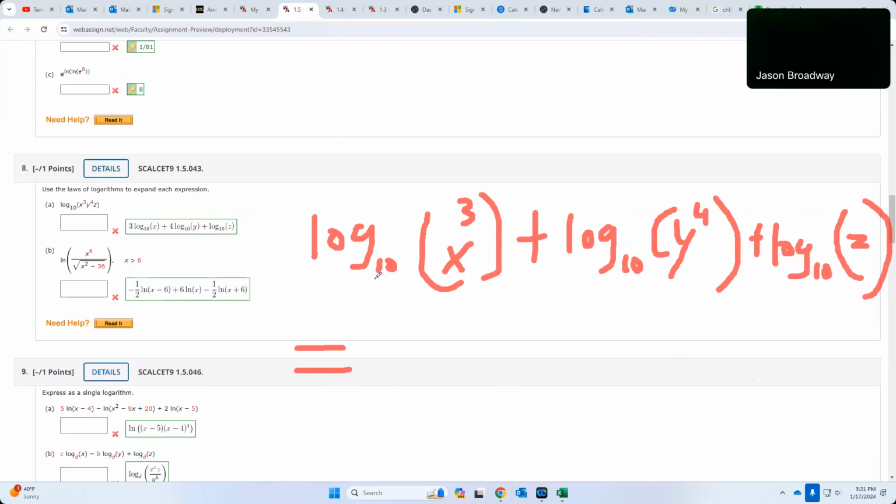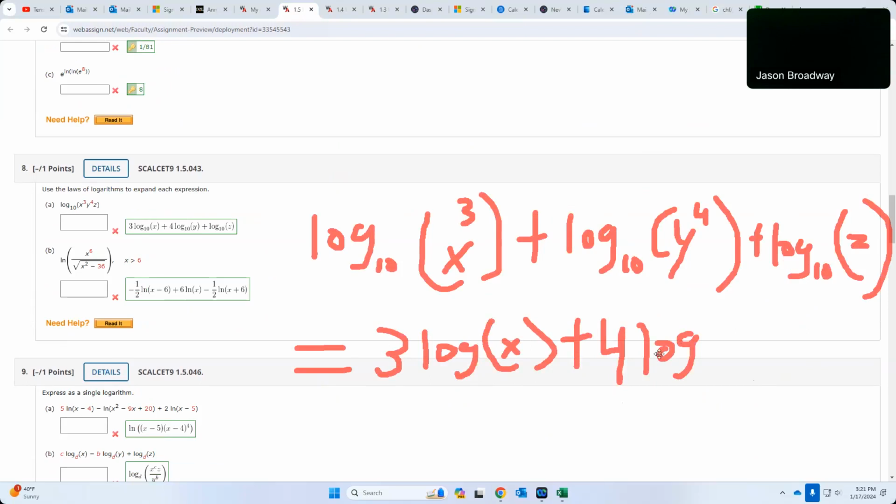Now, by the other rule, we can bring that 3 down. So it's 3 times log base 10 of x plus 4 times log base 10. Log base 10, I'm going to leave it just barren because it's understood. It's the only one that is. You can't do that for other logs, okay? Y, and then plus, well, we don't really have the other guy. You just leave him as is. There's not much to do.